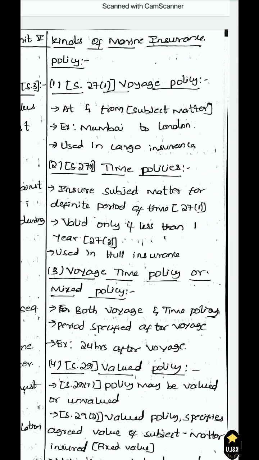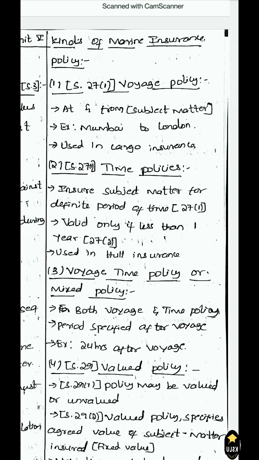Kinds of marine insurance policy. So what are the kinds of marine insurance policy? Section 27 Clause 1 of the Marine Insurance Act defines the first type, which is the voyage policy. So what is a voyage policy? It is an 'at and from' policy.